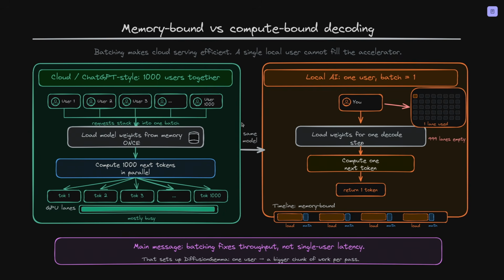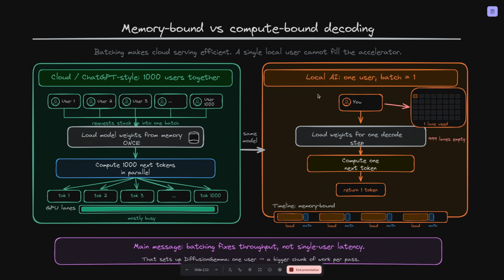Why? Because of batching. Imagine a server, ChatGPT style, with 1,000 users. We have user 1, 2, 3, up to 1,000, and they all send requests at the same time. All these requests go into one batch, and then we load the model weights from memory once, and we compute 1,000 next tokens in parallel. By doing this, we use the GPU lanes efficiently. So the full GPU will be used to compute all these tokens.